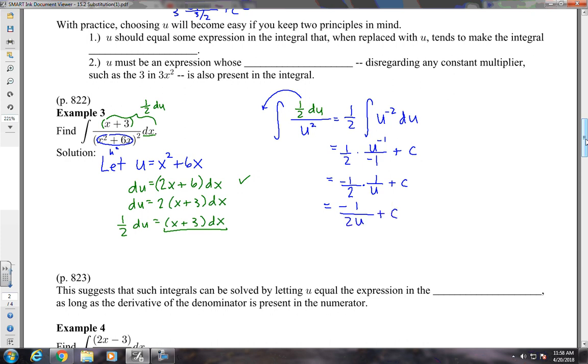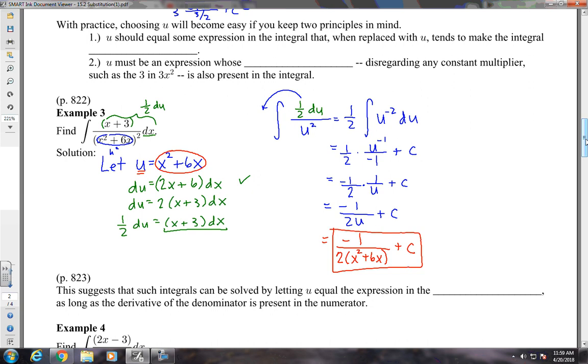Okay, so we successfully integrated. However, we need our function in terms of the original variable. So I'm going to go back and replace this u with x squared plus 6x. So we end up with -1 over 2 times x squared plus 6x plus c. And that is our antiderivative. Let's double check it.